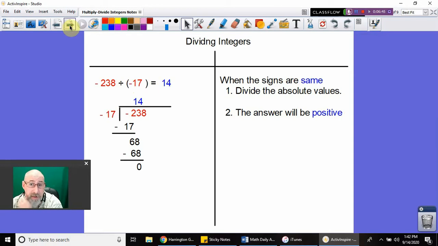And so here we have the example, negative 238 divided by negative 17. We go through our process, 17 goes into 23, and so on. We end up with a positive 14 because the signs are the same. It's going to be a positive answer.